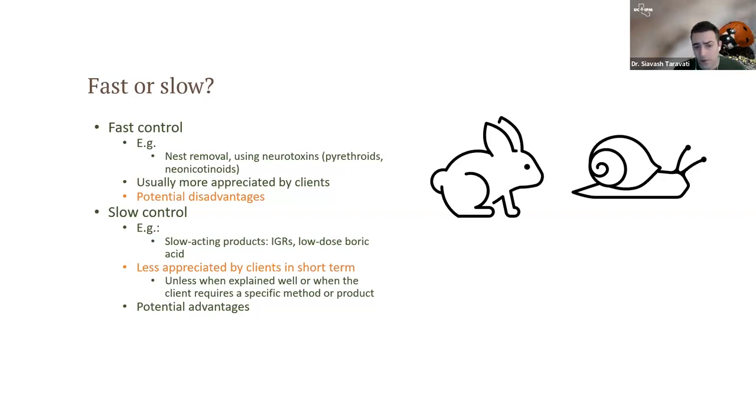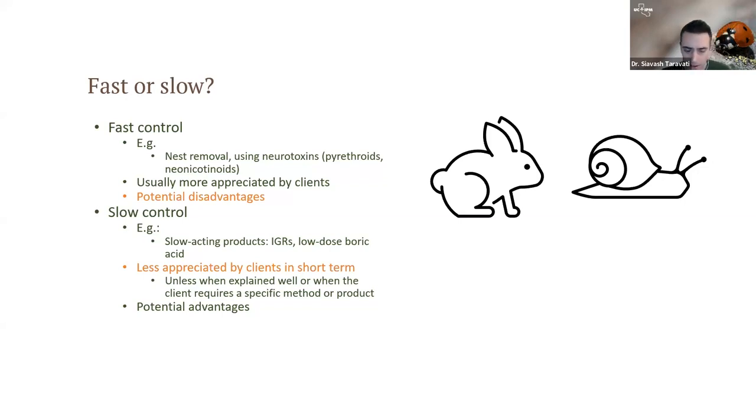Or when you use chemical control, if you use neurotoxins, like pyrethroids, neonicotinoids, those are fast-acting insecticides that affect the nervous system. And that's why they're fast, they quickly disrupt the function of the nervous system. These are really appreciated by customers, right? Because you're taking care of the problem quickly, and it's much easier to explain what you did and why you did it, because it works very fast, so everyone is happy.